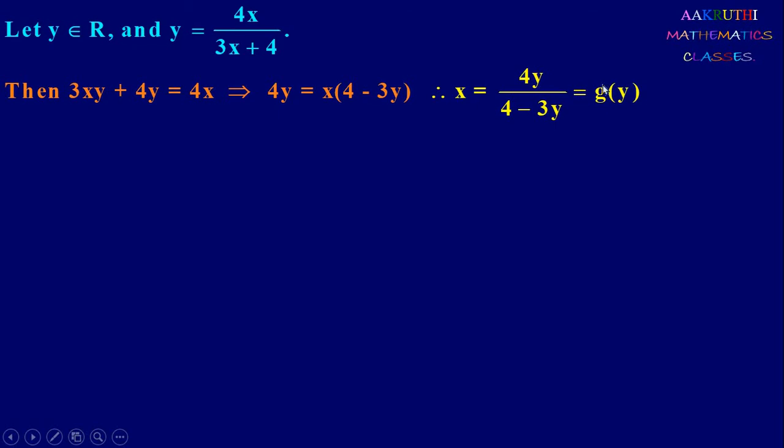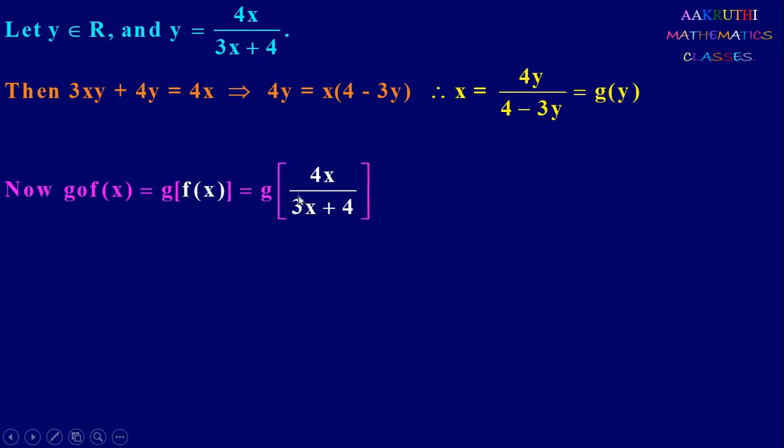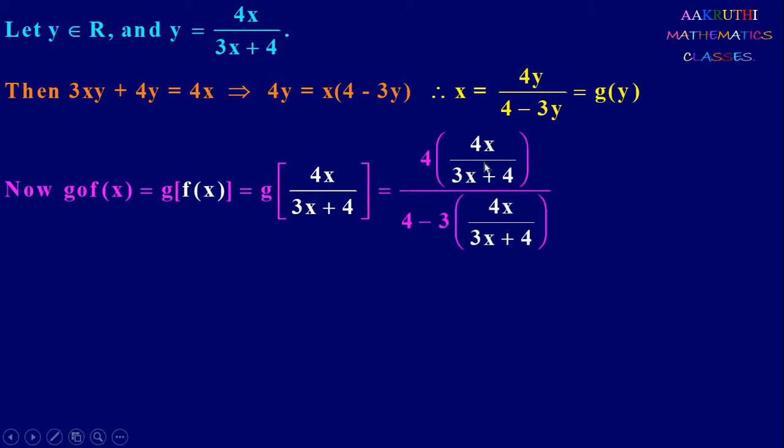We take this as g of y. We take 4y divided by (4 minus 3y) equal to g of y. Now we consider g composite f of x. G composite f of x can be written as g of f of x. And here it is given f of x is 4x divided by 3x plus 4. So therefore it is g of 4x divided by 3x plus 4. And it is of the form g of y. And here we have g of y is 4y divided by 4 minus 3y. But in place of y, we have to write 4x divided by 3x plus 4. So therefore g of 4x divided by 3x plus 4 can be written as 4 into 4x divided by (3x plus 4) divided by 4 minus 3 into 4x divided by (3x plus 4).